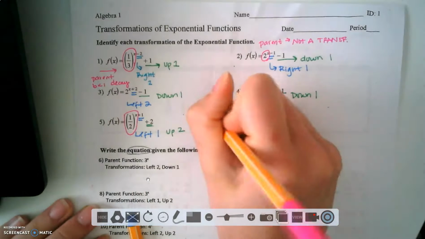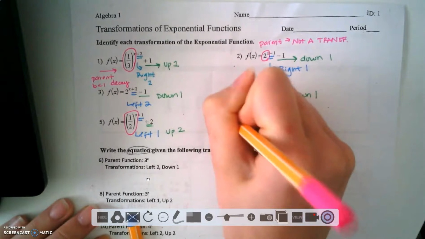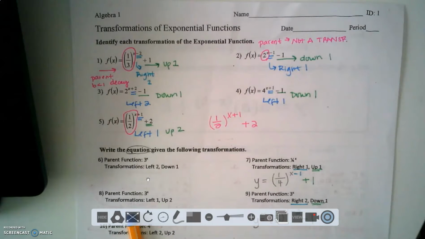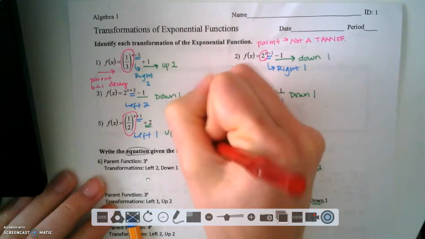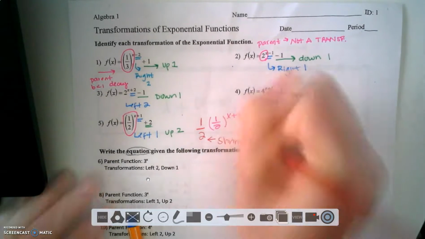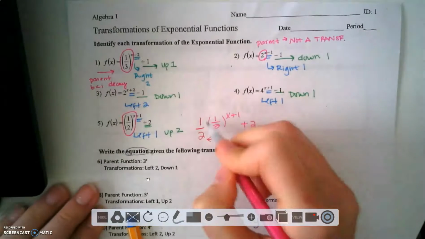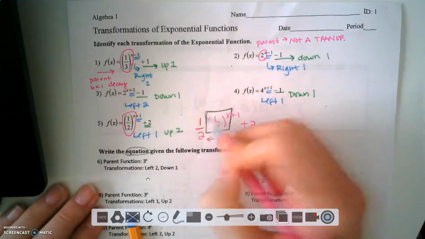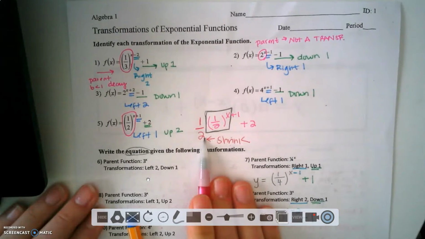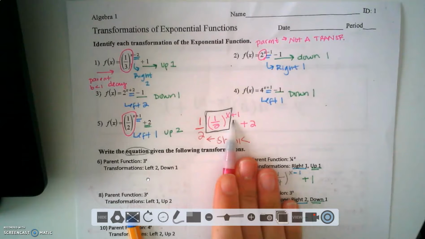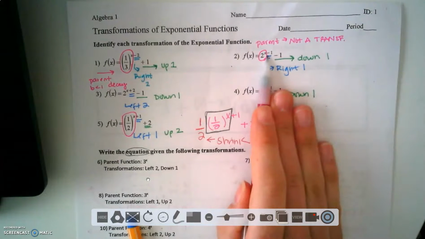If it was, I'll rewrite this. If I had a shrink of 1/2, I would have a 1/2 out here. That's the shrink. This guy right here is still my parent function. So that has to be out front of my equation for it to be a shrink. Again, it's not right 1 for the 2 of you who said that. Right 1 would be if I were subtracting, like in number 2.